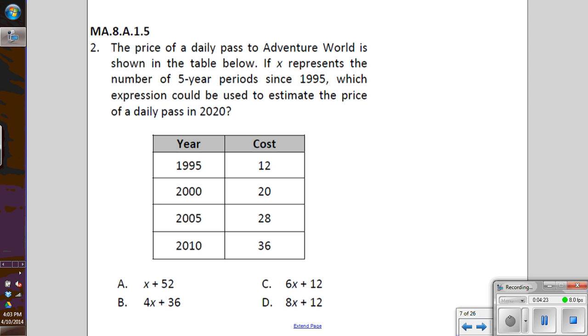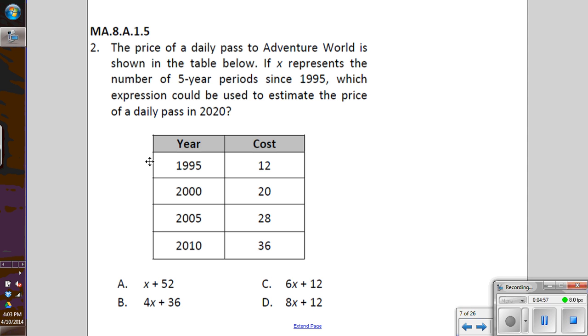Okay, so let's look at another one that's similar to the first question, number 2. It says the price of a daily pass to Adventure World is shown in the table below. X represents the number of 5-year periods since 1995. Which expression could be used to determine the price of a daily pass in 2020? So what this is actually doing is asking you, can you identify where the pattern is? It says X represents the number of 5-year periods since 1995.